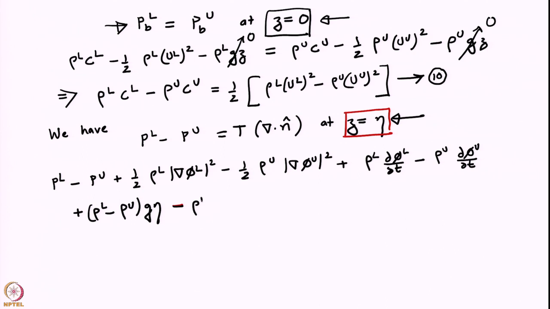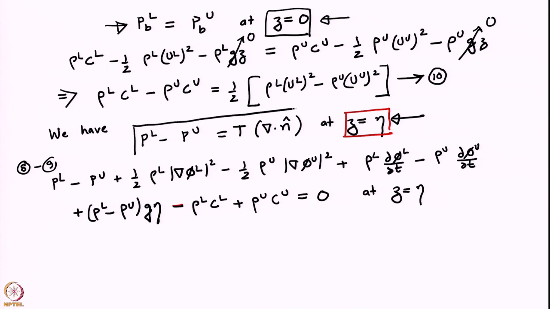minus rho_L C_L plus rho_U C_U is equal to 0. So, basically we are doing 8 minus 9 and this whole equation is true only at z is equal to eta. We have applied equation 8 and 9 at z is equal to eta and then taken the difference of those two equations. Why are we doing this? Because we want to use this boundary condition and this boundary condition is true only at z is equal to eta.